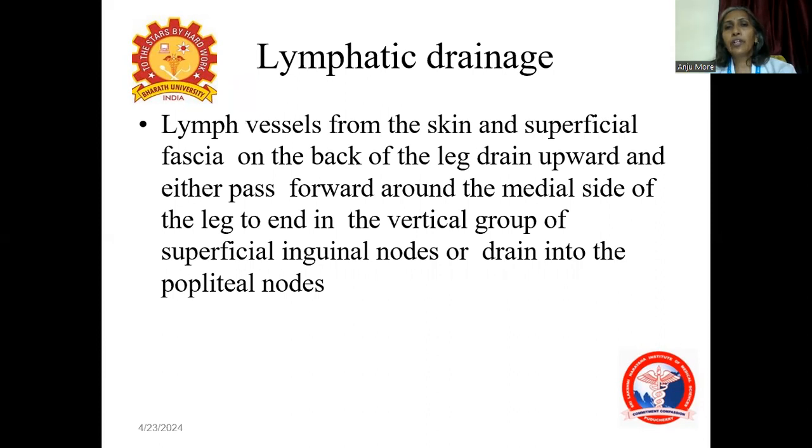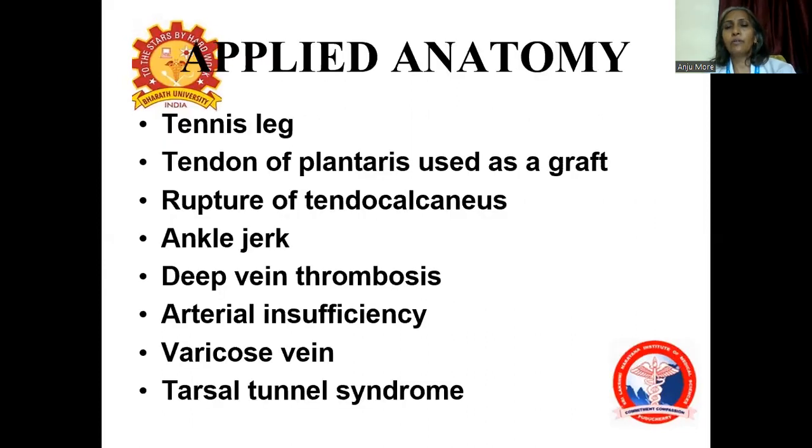The lymphatic drainage of the region can be superficial and deep. The superficial part will drain the skin and superficial fascia. It will drain upwards into the vertical group of superficial inguinal lymph nodes. And the region also drains into the lymph nodes located in the popliteal fossa, called the popliteal lymph nodes.